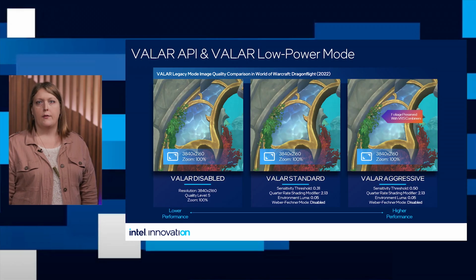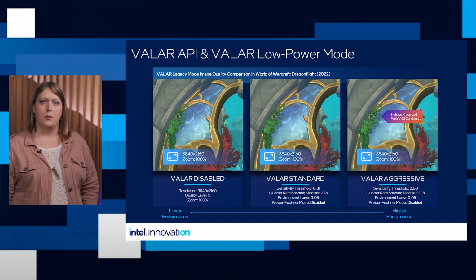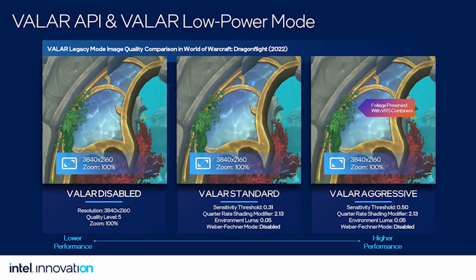presentation. Here, we show VALAR in action in World of Warcraft Dragonflight at 4K. World of Warcraft has two modes with different sensitivities, which we call VALAR Standard and VALAR Aggressive. As sensitivity increases, so does performance, but with a subtle trade-off to visual quality. It's important to balance your performance needs with the quality differences, and it is possible to exclude some geometry such as alpha-tested foliage using VRS combiners. In our testing, we have seen performance speedups that can range from 5% to up to 15% in certain workloads based on content complexity and scene contrast.